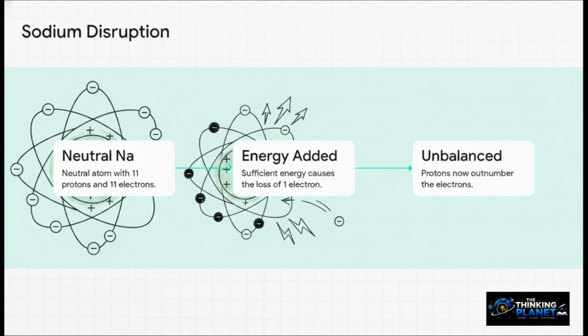But look at step 2. Let's say you provide sufficient energy to this atom. Maybe it gets bumped around or heated up. As a result of this sudden energy, it actually loses one electron from its outer shell. A player is knocked right out of the game.